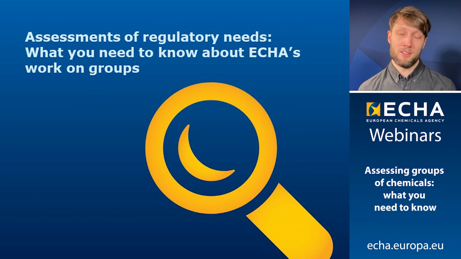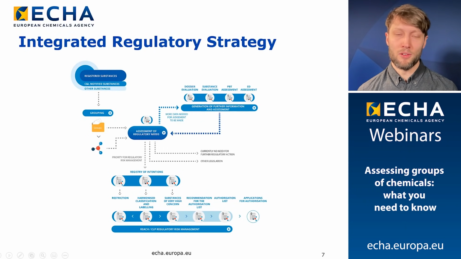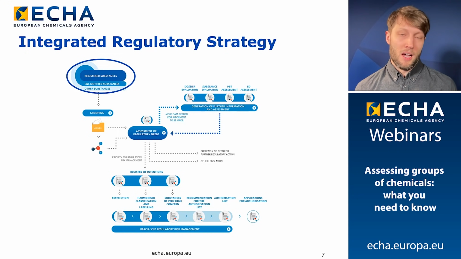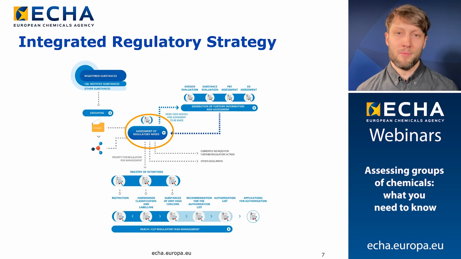So, assessments of regulatory needs. What do you need to know about our work on groups? First, we wanted to give you a bit of context. Basically, the machinery linking REACH and the CLP processes is our integrated regulatory strategy. And on this infograph, you can see how the different pieces of the machine are working together. Basically, it starts from registered substances, from CLP notified substances, and so on. And it continues with a grouping, which then is the basis of our assessments of regulatory needs.